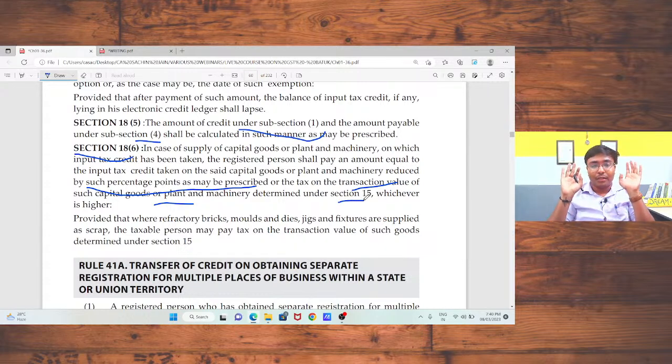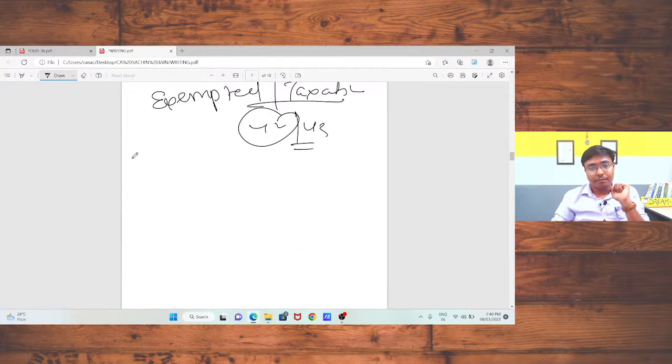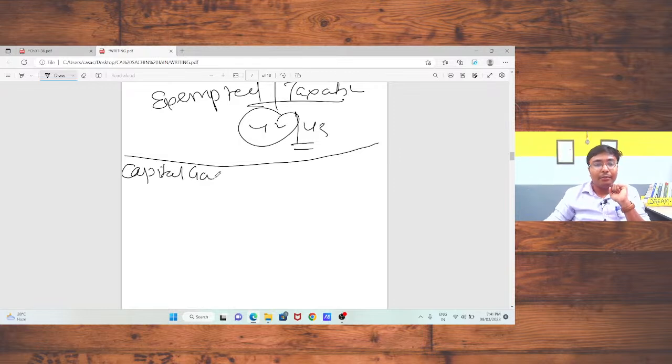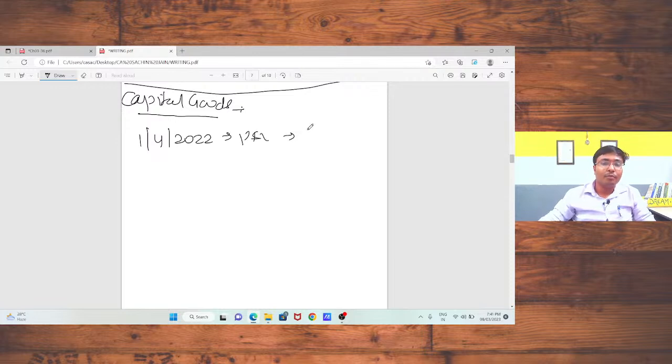Sir, please take an example. In case of sale of capital goods and plant and machinery, just take an example. On 1st April 2022, I bought a plant and machinery for 1 lakh rupees.